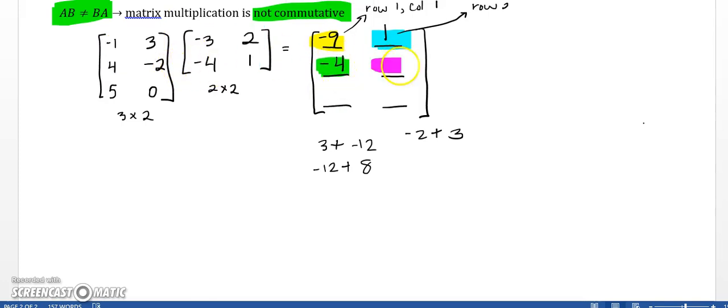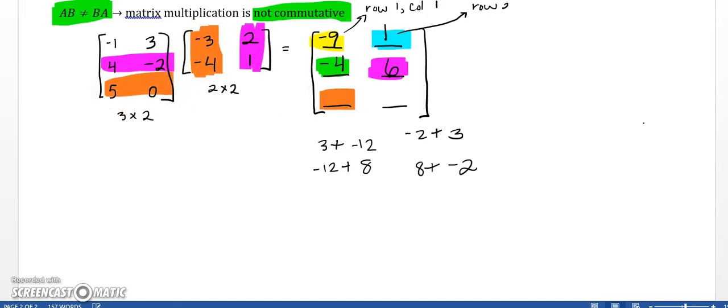Alright, so I cleaned up the matrices a little bit. I want this element, now this is row 2, column 2. So I'm going to be in row 2 here, column 2 here. Remember, the first matrix gives you row info, second matrix gives you column info. So I'm going to do 4 times 2, which is 8, plus negative 2 times 1, which is negative 2, giving me 6. And let's see, 2 more here. Let's use orange. Now I want this guy here. This is row 3, column 1. Row 3, column 1. And let's go ahead and multiply. So what I'm looking at is 5 times negative 3 is negative 15, plus 0 times negative 4 is 0. Negative 15.